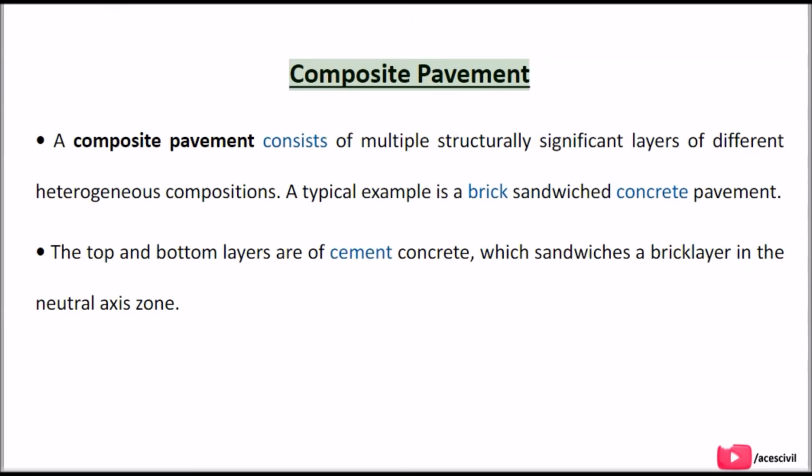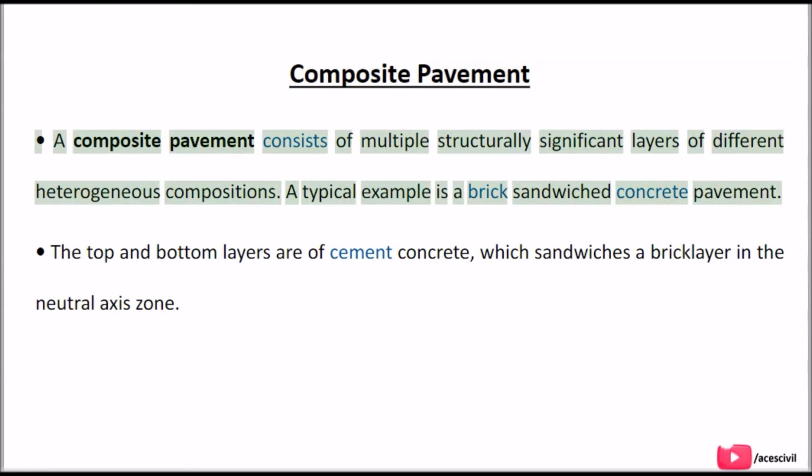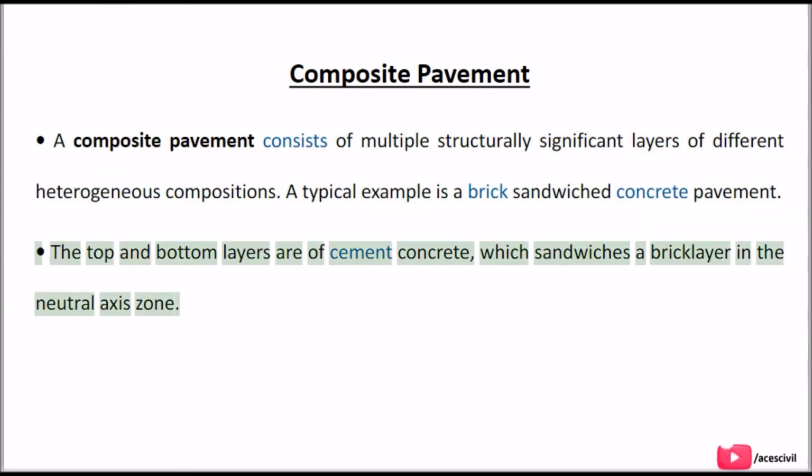Composite pavement. A composite pavement consists of multiple structurally significant layers of different heterogeneous compositions. A typical example is a brick sandwiched concrete pavement. The top and bottom layers are of cement concrete, which sandwich a brick clay layer in the neutral axis zone.